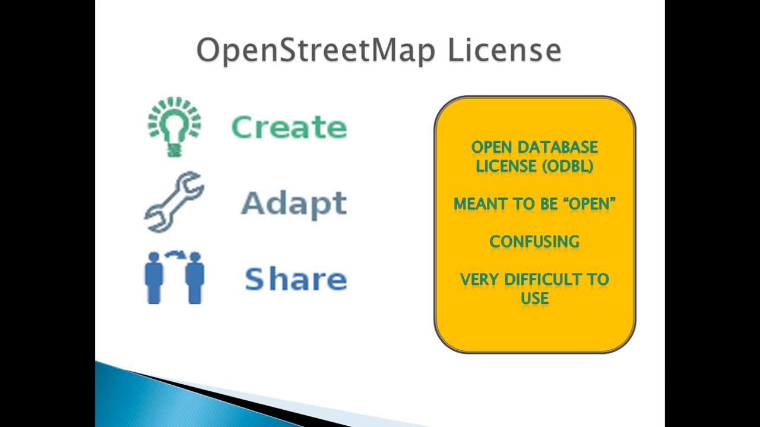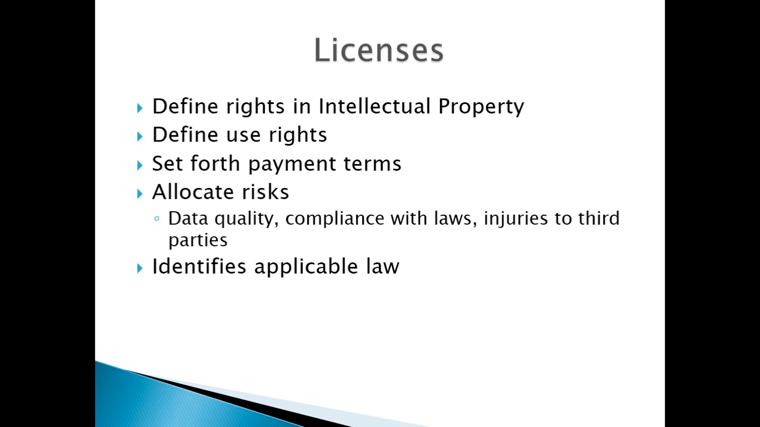But actually it's proven to be confusing, particularly for people here in the United States, and it's also proven very difficult to use, partly because of the share alike provisions that we can talk about later if anyone's interested, that are a requirement of the license, but more generally just because it's a confusing license agreement that's tried to be all things to all people, and by doing that it's got a lot of provisions and things that make it difficult. So licensing is an important component for geospatial products and services.